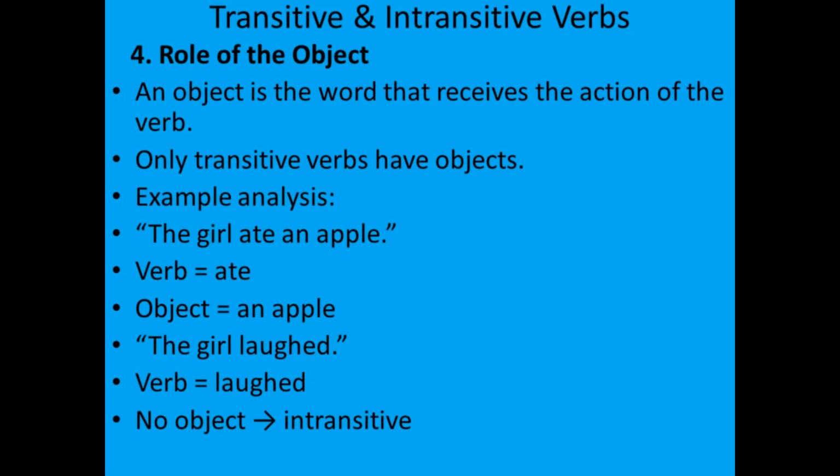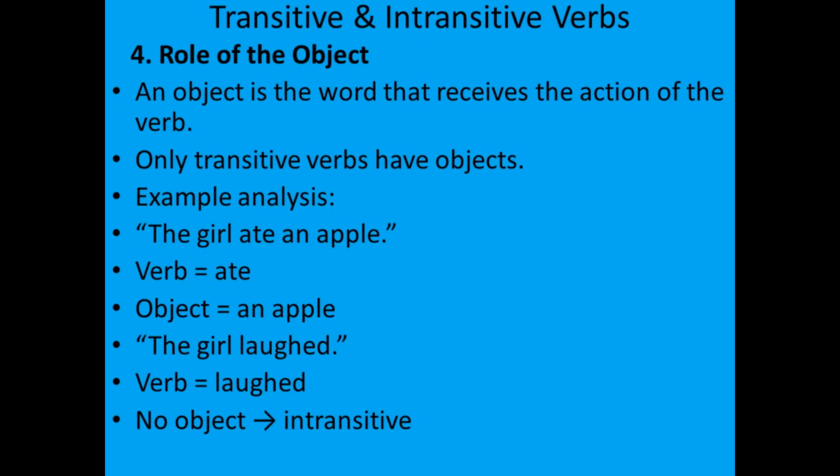But the role of object? The role of object is, you know that an object is a word that receives the action of the verb. The role of object is to receive an action in a sentence. And then, look at this example given: only transitive verbs have what? Objects. Transitive verbs have objects.